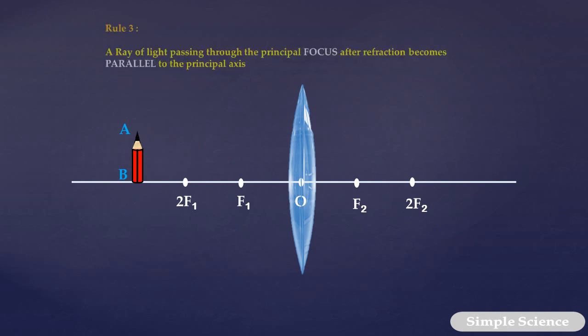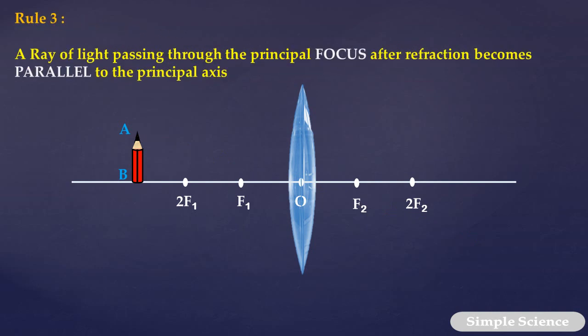Now third rule is a ray of light passing through the principal focus after refraction becomes parallel to the principal axis. So from where do we have to take the ray? Yes, from the tip of the object, that is point A. And a ray of light passing through focus, it is passing through F1, after refraction becomes parallel to the principal axis. This is the third rule and this is just the opposite of the first rule.